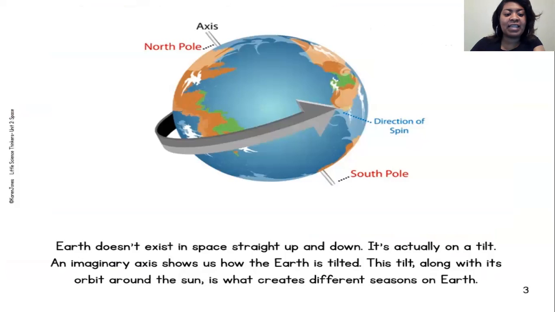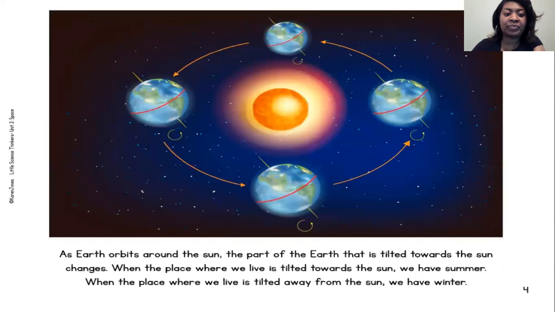Earth doesn't exist in space straight up and down. It's actually on a tilt. An imaginary axis shows us how the Earth is tilted. This tilt, along with its orbit around the sun, is what creates different seasons on Earth.